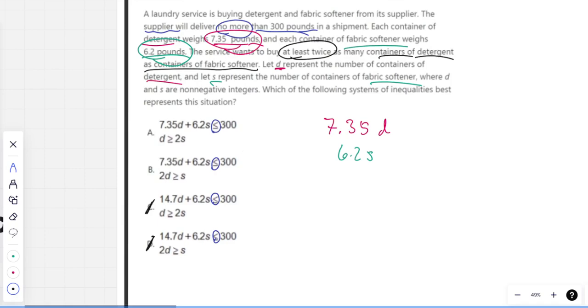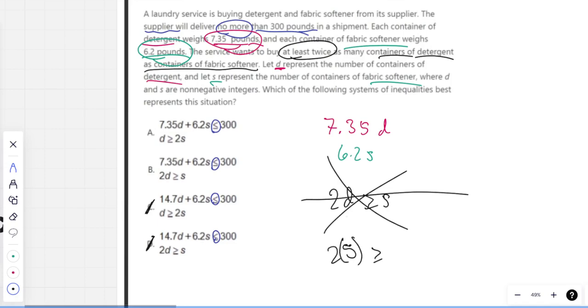You might be inclined to choose something like B here, right? Twice as many detergents as fabric softeners, but this is not the correct setup, actually. Reason being, what this is saying is that you're multiplying the number of detergents by 2. So if you had, let's say, 5 detergents, this would be multiplied by 2, and then the number of softeners would have to be 10 to make this inequality true.